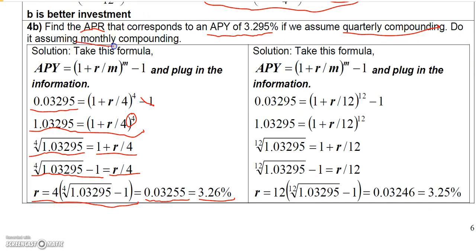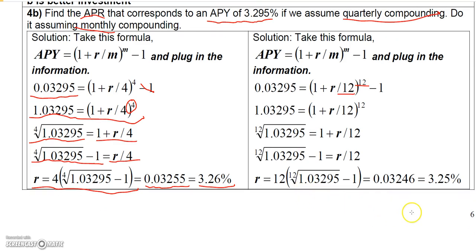Now I'll let you pause the video if you want to, and then you can do the same thing if you assume monthly compounding. You can do exactly the same steps I did, but remember, with monthly compounding you would plug 12 in for M. You would still go through basically the same steps. And you see here that my answer is 3.25%.